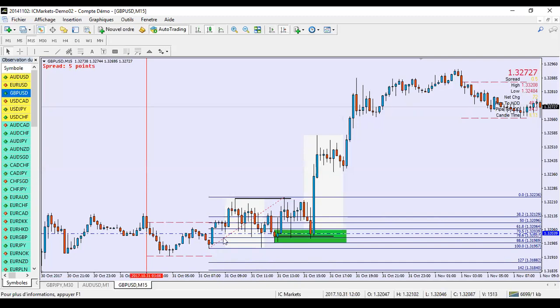Now I understand. So right here, I place my fib from the lowest point to the highest point, and my entry is the 70.5. I stick to that every time. I never try to take the 61.8 or the 78.6. I always use that one because it's in between them. You know you want to hunt in that area, but you don't know exactly where in the area. So I take 50% of the area, and most of the times it works.